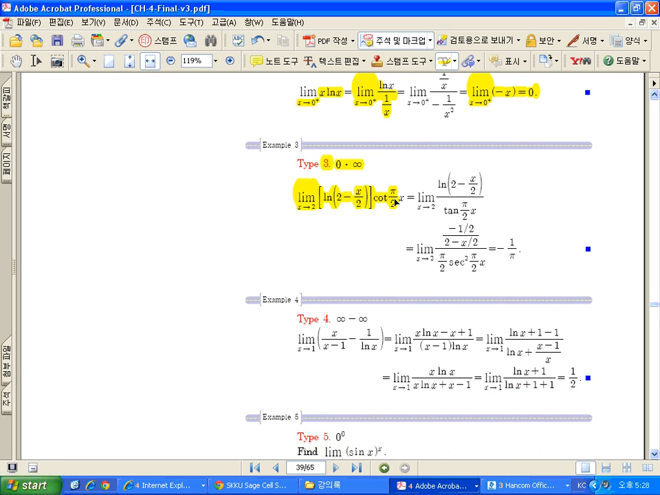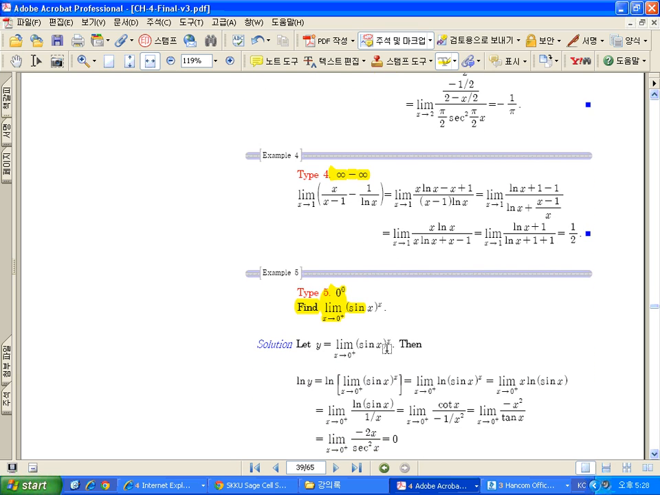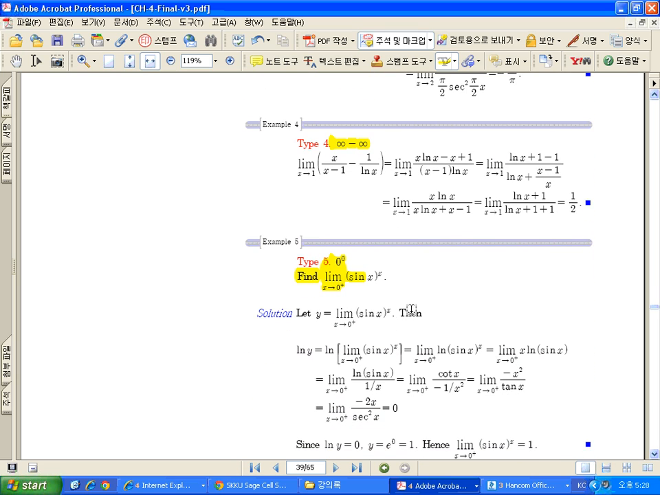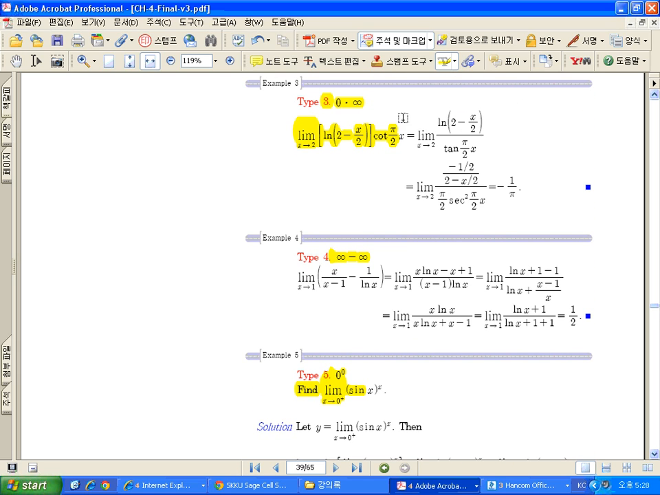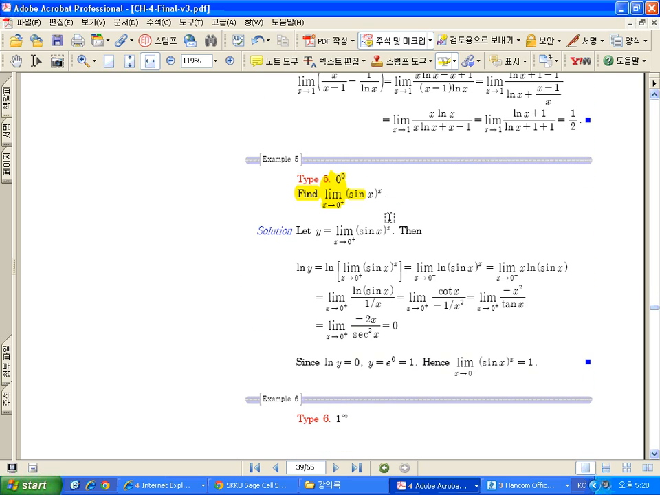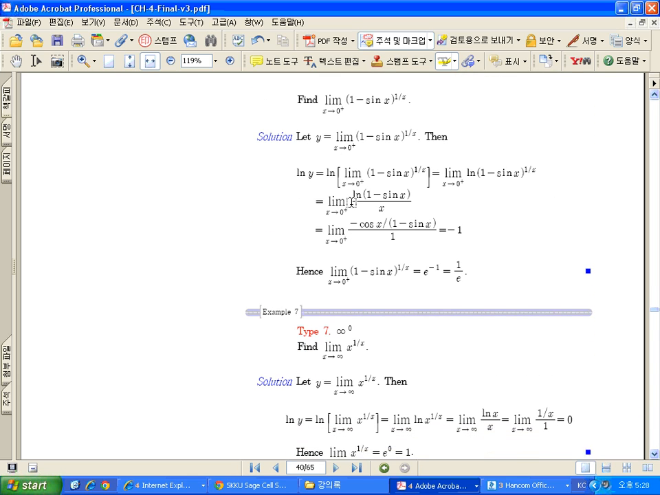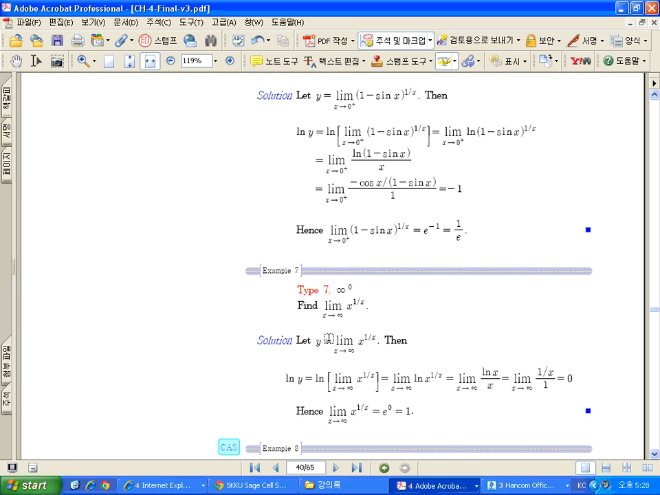And there are 0 times infinity examples, and infinity minus infinity examples, and these are examples that you have seen from high school years. The only difference is that you are dealing with functions such as hyperbolic functions and some more general forms of functions over the simple ones. Those are the examples of the techniques of using L'Hopital's rule.